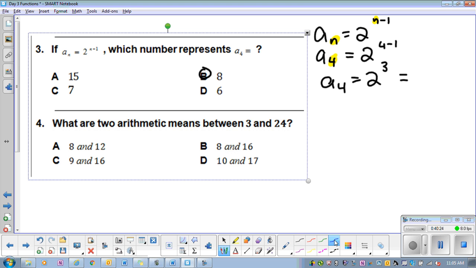So the number 4, what are 2 arithmetic means? Oh, arithmetic. So for arithmetic, you have to add the common difference, d, each time, right? So between 3 and 24, you have 2 numbers. So 3, 1, 2, and 24, right? We're going to do the same thing that we did, except instead of multiplying r, we're adding d. You agree?